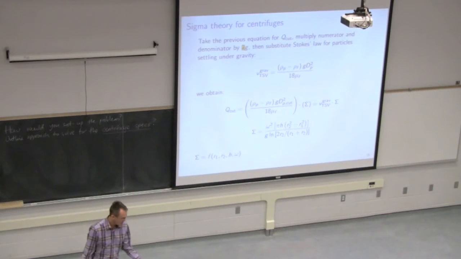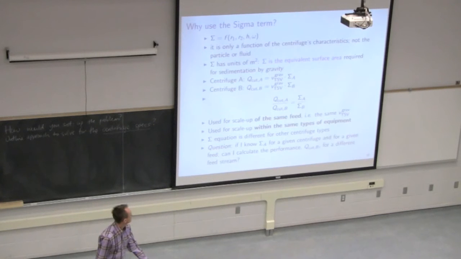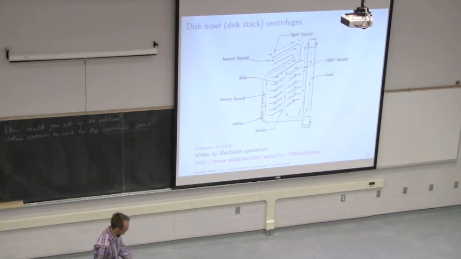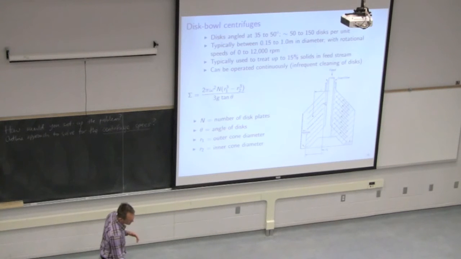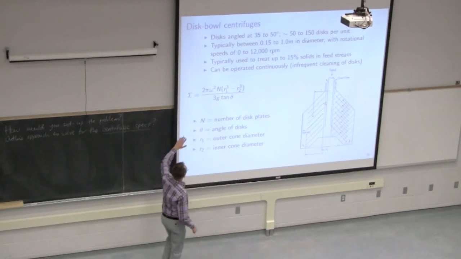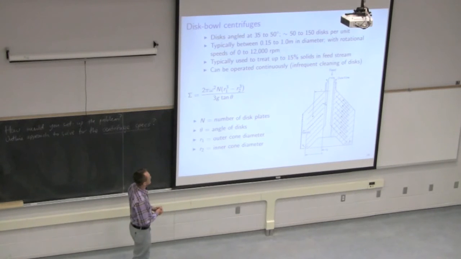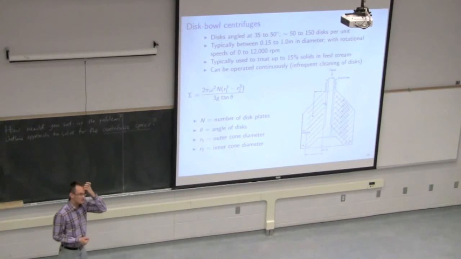You get a different sigma for a tubular bowl centrifuge than you would for other types. We saw the sigma for the tubular bowl centrifuge last class. We also saw it for a disc bowl centrifuge, where we've got these angled plates. The sigma equation for that type of centrifuge is a function of the plate angle, the radius and dimensions of the centrifuge, the number of plates, and the rotational speed.